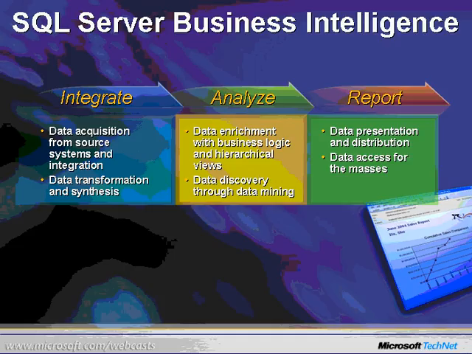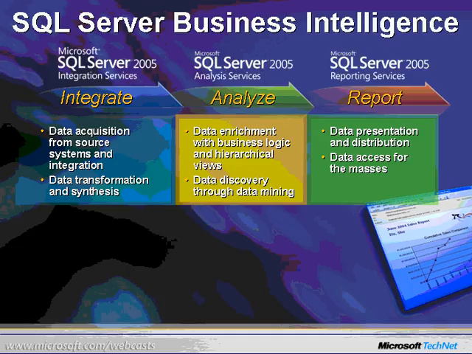Reporting Services helps you determine the presentation and distribution of data. It allows you to take a look at what's inside your data, analyze it, and make it available to your end users, making data accessible from anywhere within the enterprise. So all three of these pieces come together to help you organize and make the most of your business information.